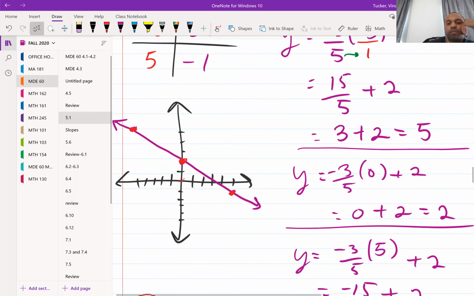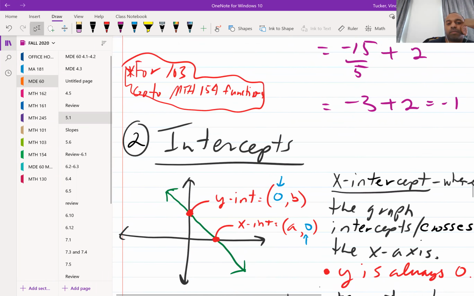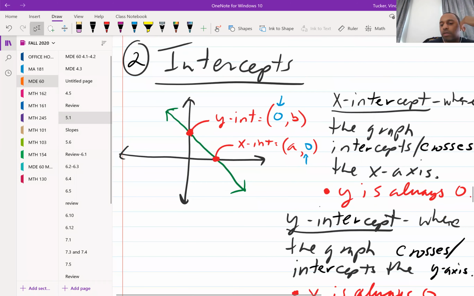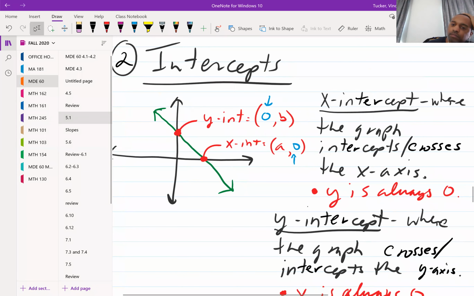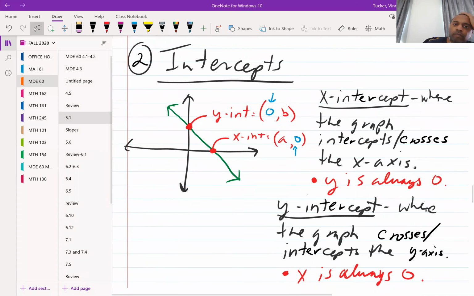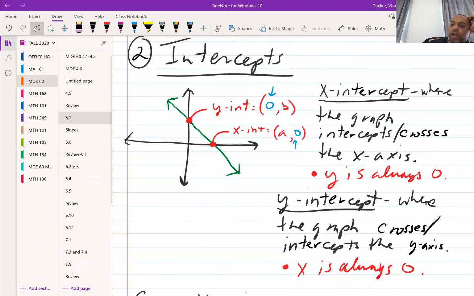All right. Next method, last thing we'll talk about today, is your intercepts. All right. So your x-intercept is where the graph intercepts across the x-axis. And a key characteristic of all x-intercepts is that y is always 0. And your y-intercept is where the graph crosses the y-axis. And the key characteristic of all y-intercepts is that x is always 0.